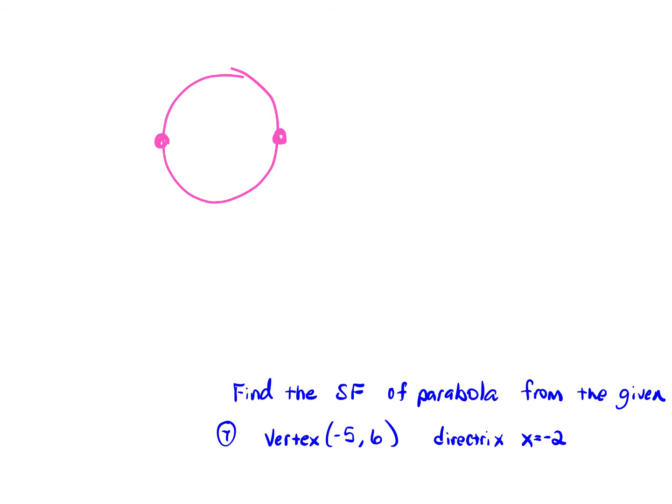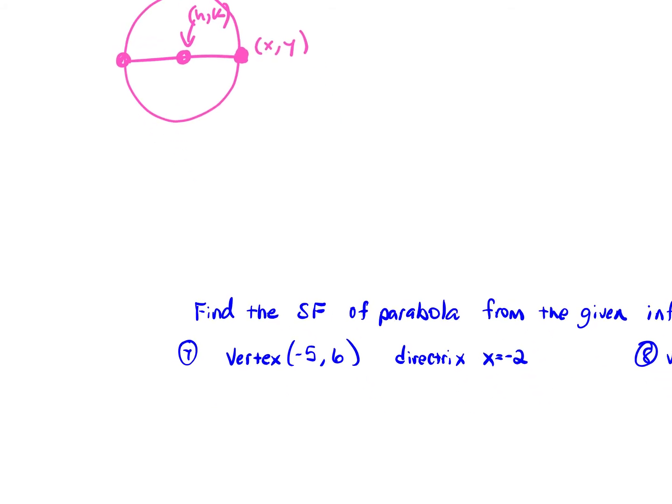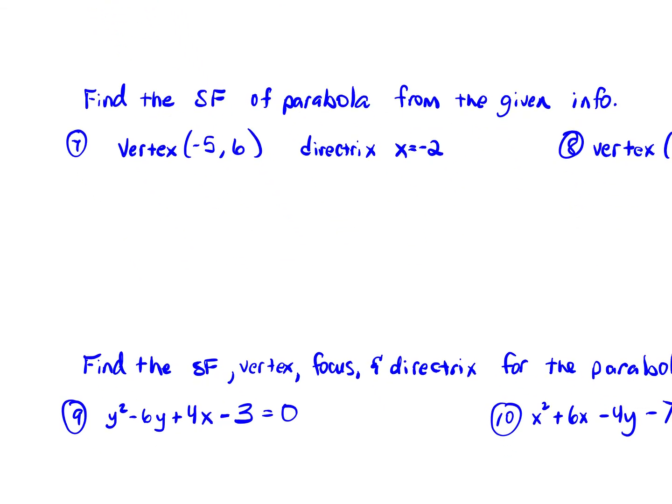But if you have the endpoints of the diameter, you just find the center, and that's your h comma k. And then you can use one of the endpoints as your x and y, and then you solve for your r. So it's just like we did in number 1, but you kind of have to think a little bit to find your center. So again, you have one like that in the notes if you want to practice. So let's move on to parabolas.